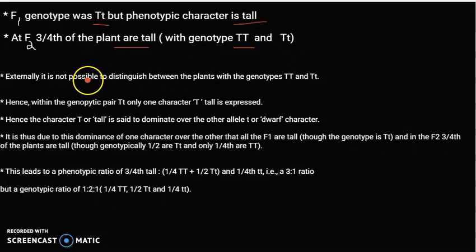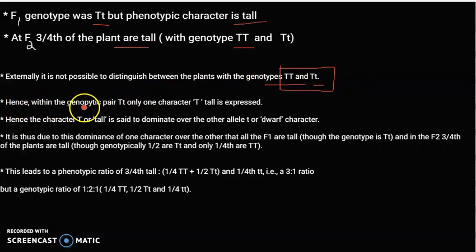And externally it is not possible for us to distinguish between the plants with genotype capital T, capital T and capital T, small t. See, they all will be observed as tall plants. We can't differentiate between them. So how can we differentiate between the capital T, capital T and capital T, small t genotypes in plants? We will be learning about it in detail in the next part. Okay, so we'll learn how it will be possible for us to find out whether a plant is capital T, capital T or capital T, small t, right?